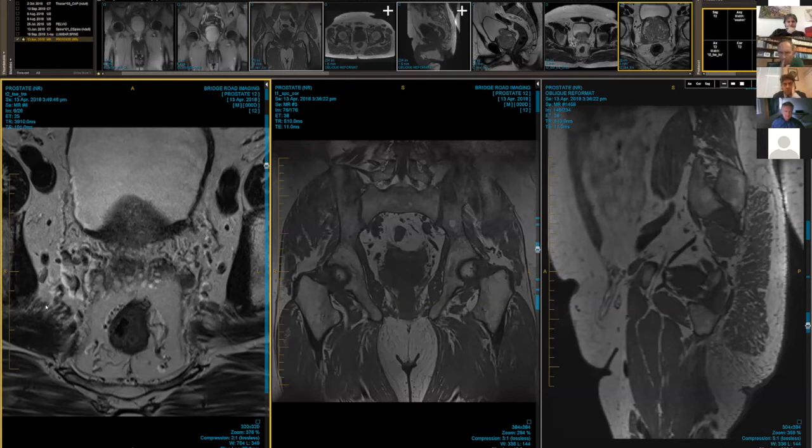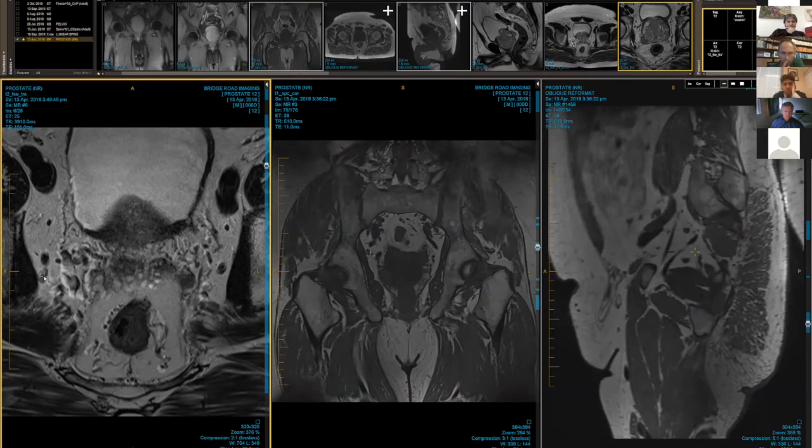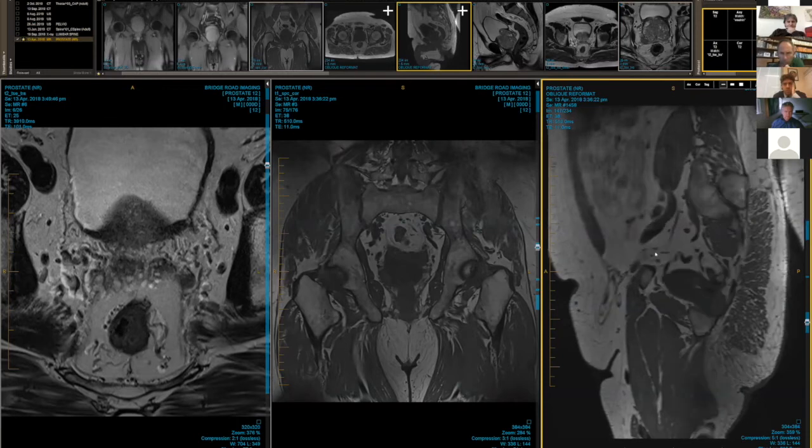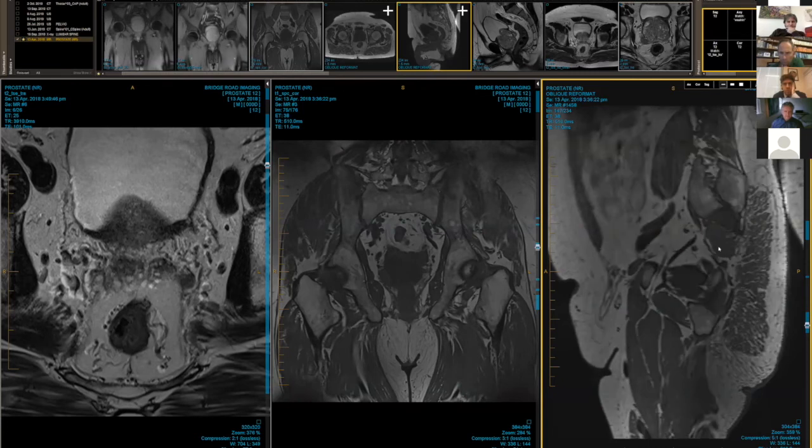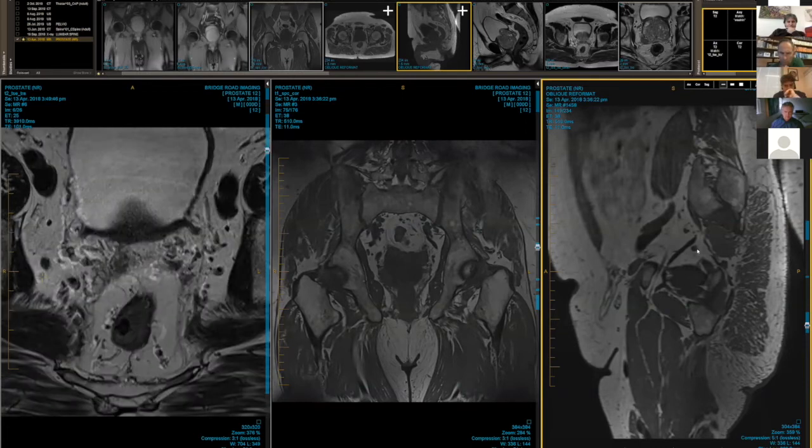So we can see it here in the right posterior internal iliac group here. Yep. I find the saddles very useful. So this is common iliac here. This is obturator nerve here. So I call this the obturator group in here. Common iliac, external iliac, and the posterior internal iliac is here. And that's where this lesion is. So it's a right posterior internal iliac lymph node.